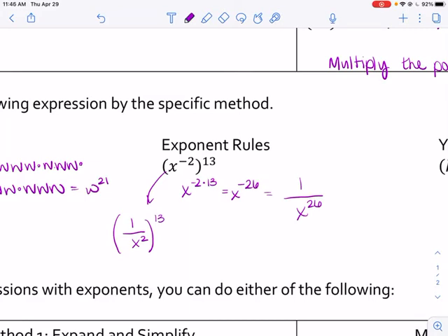And that looks really ugly. But I know this 13 tells me I'm multiplying whatever's inside the parentheses by itself 13 times. So I'm going to do that. Okay, 1 over x squared, and this is going to take a while. So I'm just going to keep going.